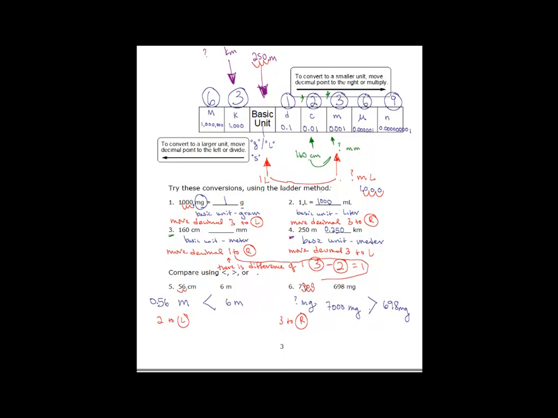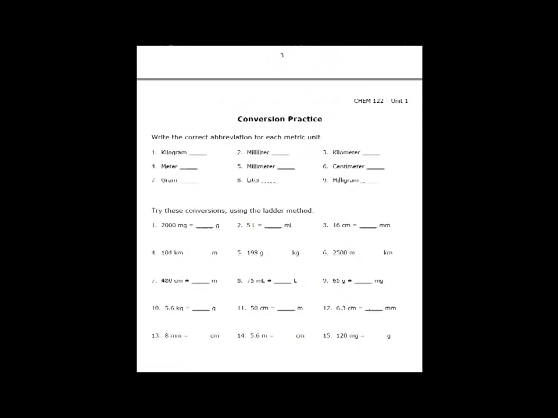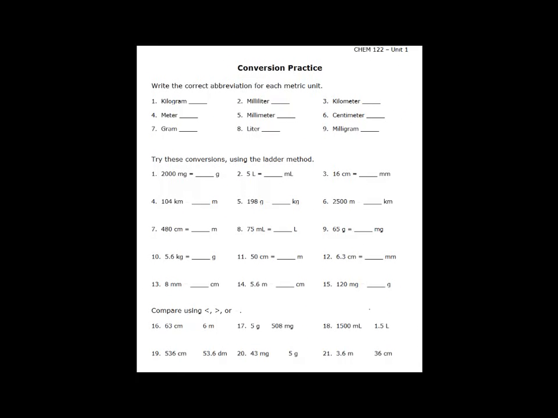Okay, so if you're still having trouble with these prefix conversions, don't freak out yet. There's a whole other page of practice problems. So if you turn to page 4, I want you to practice writing the correct abbreviations for the units. So I want you to go ahead and hit pause now, or pause after I quit speaking, and I want you to write the abbreviation for numbers 1 through 9. So hit pause now.